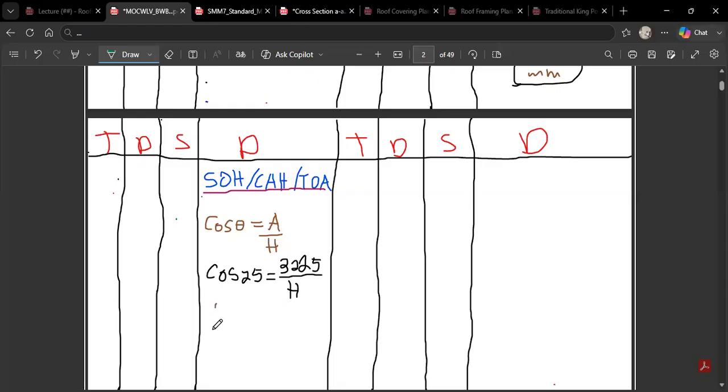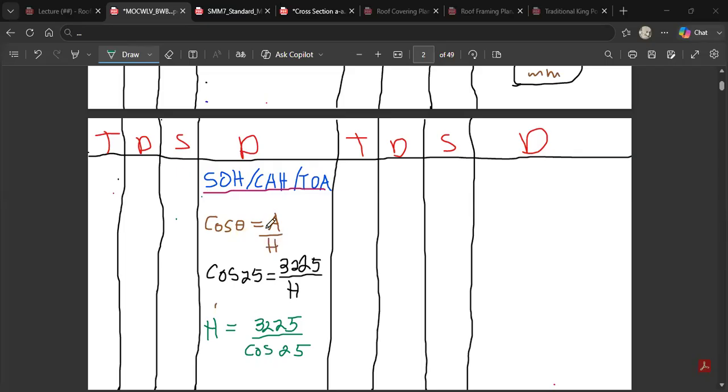So if you simplify this, it is going to result in our H being equal to 3225 over cos 25. You see. So let's all quickly simplify this and see how best we can proceed. Everybody, please, let's all punch this together.